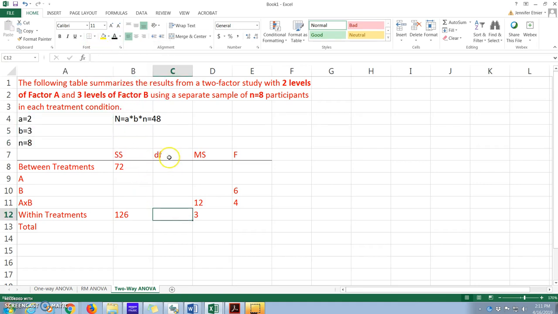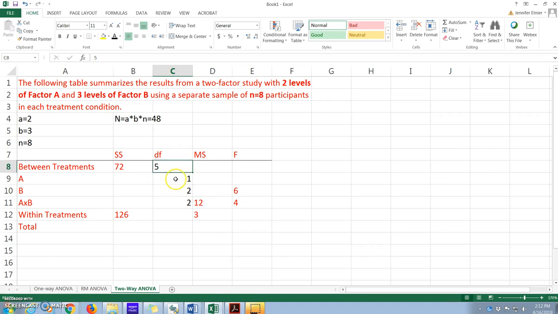When we have these pieces of information, we can do a lot of work here with the degrees of freedom. If we know that little a is 2, then the degrees of freedom for a is little a minus 1, so that's 1. For b, it'll be little b minus 1, so that's 2. And then for a times b, we literally just multiply this degrees of freedom times this degrees of freedom, which gives us 2.